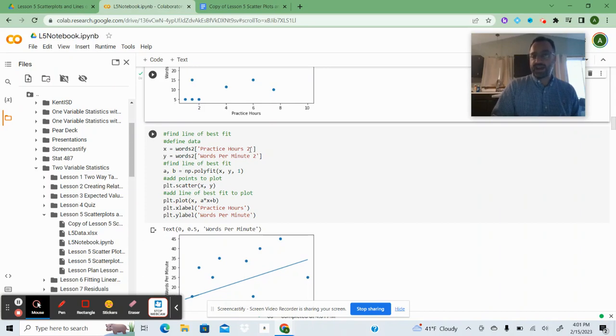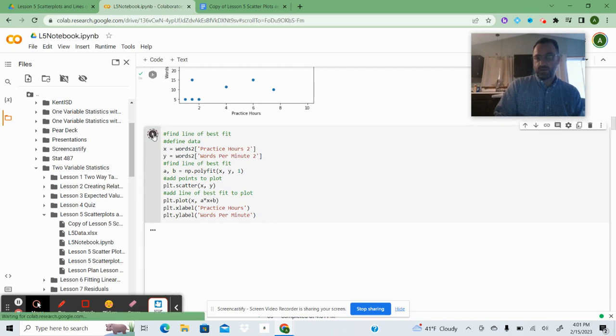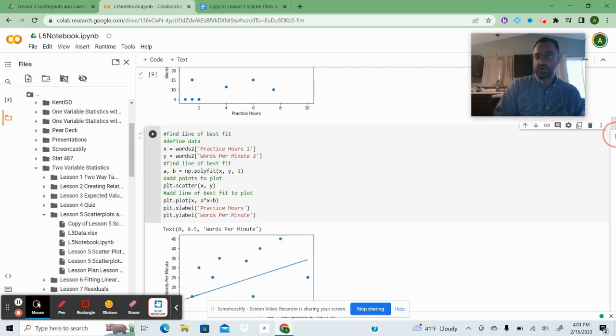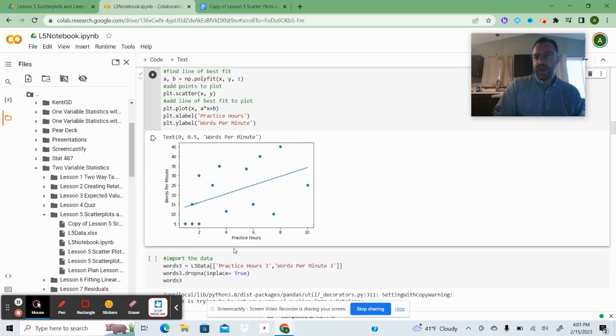So I defined the X to be practice hours, the Y to be words 2 of words per minute. And then I did this polyfit of A and B. So np.polyfit of X, Y, and 1. And then I did the scatter plot of X and Y. And then I plotted X and then AX plus B. And if you notice, that draws in the line of best fit. And you notice the points are a little bit further away.